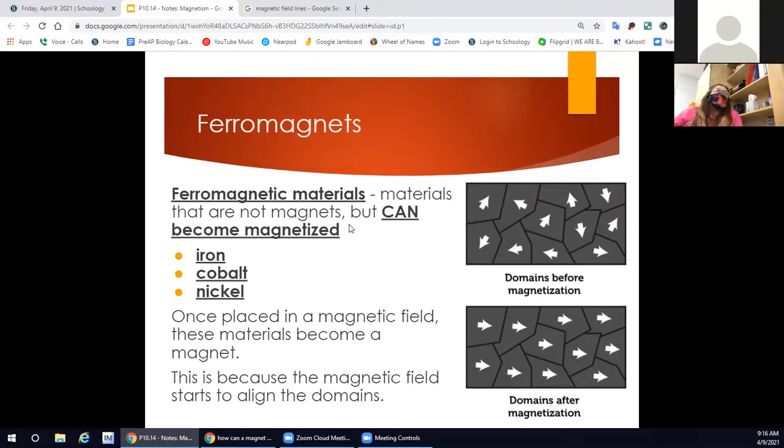Think about when you have a bunch of iron nails. You have a pile of them. If you've ever worked on any woodwork, you have iron nails. They're not magnetic at all. But when you put them near a magnet, they instantly attach to that magnet. They become magnetized.